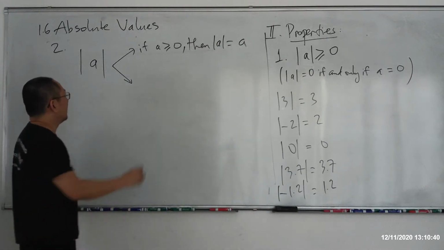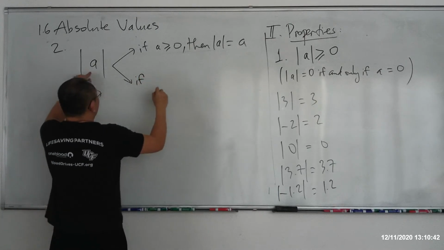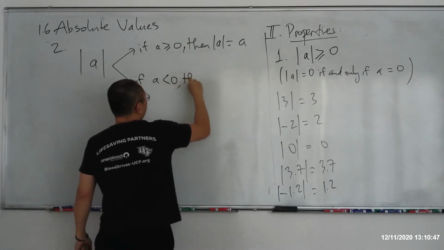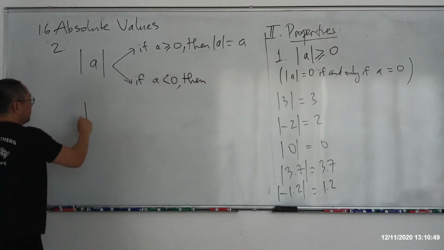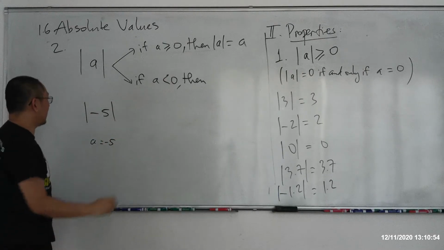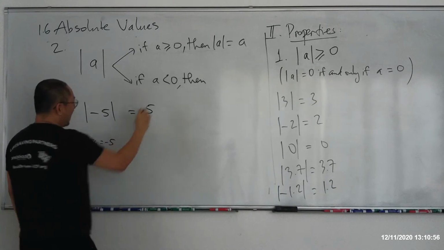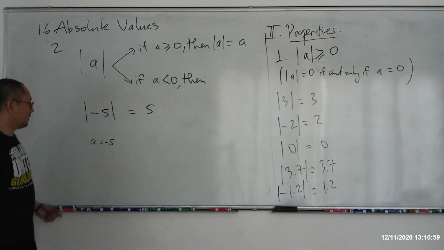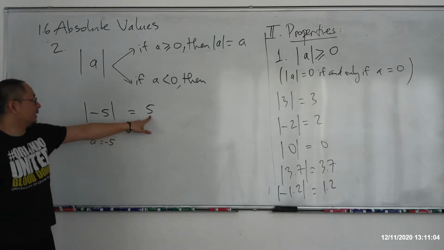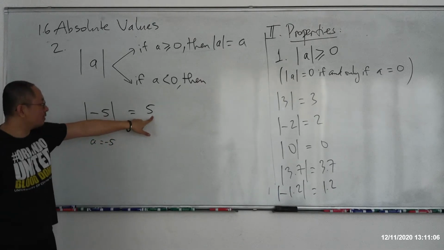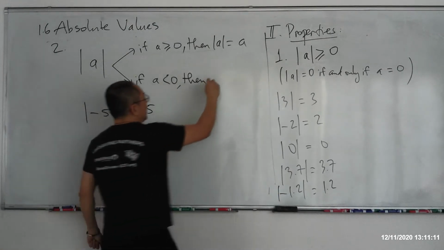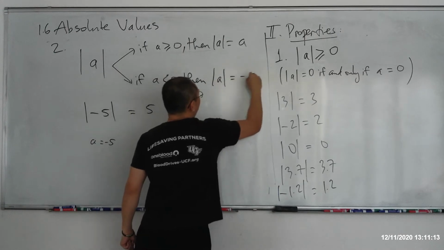Good. And then the other way around, if the number inside is a negative number, A is less than 0, then what happens? Say the absolute value of negative 5. Now A is equal to negative 5. Then the absolute value of negative 5 is equal to what? It's 5, right? The distance from negative 5 to 0 is 5. A is negative 5, the answer is 5. The distance, the absolute value right here, is going to be the opposite of A. Then the absolute value of A is equal to negative A.